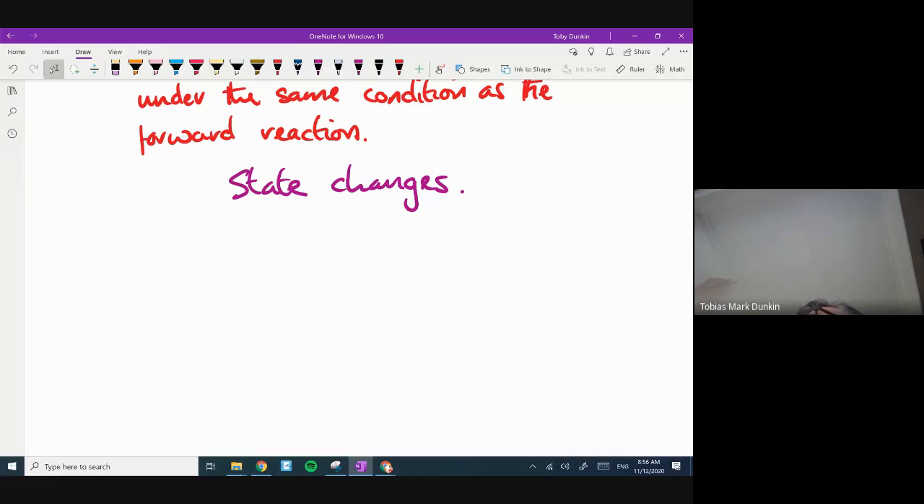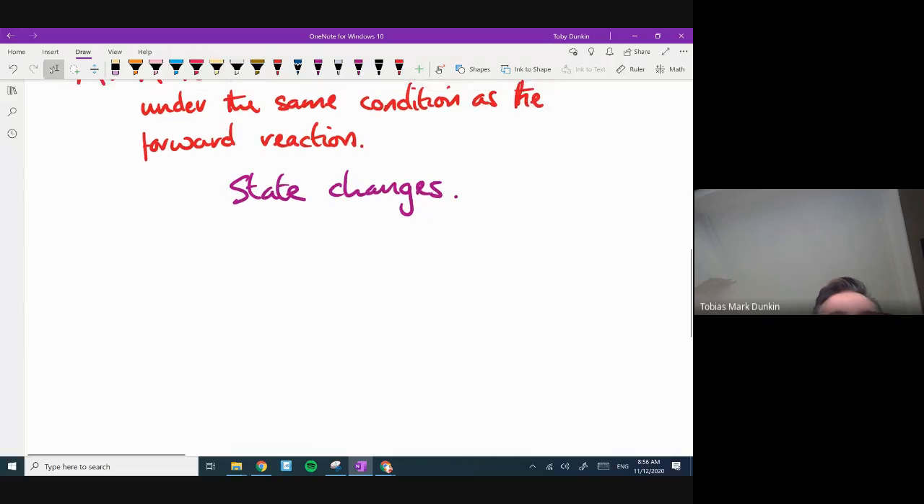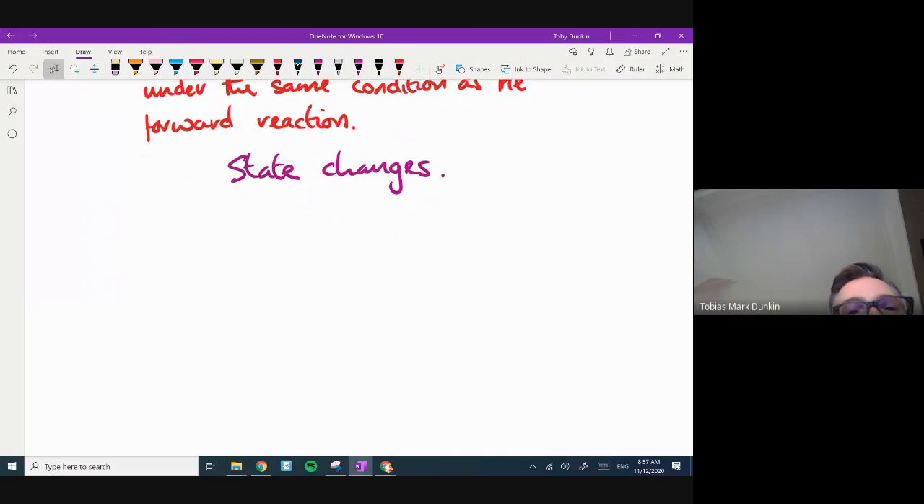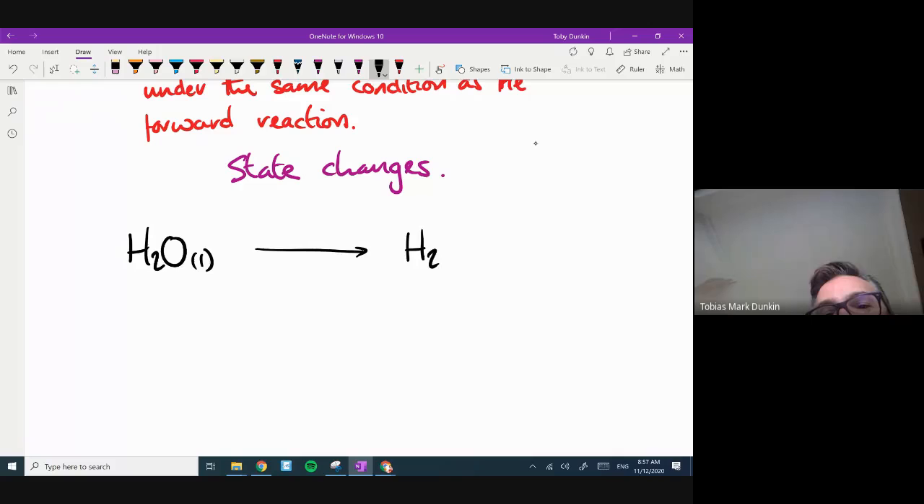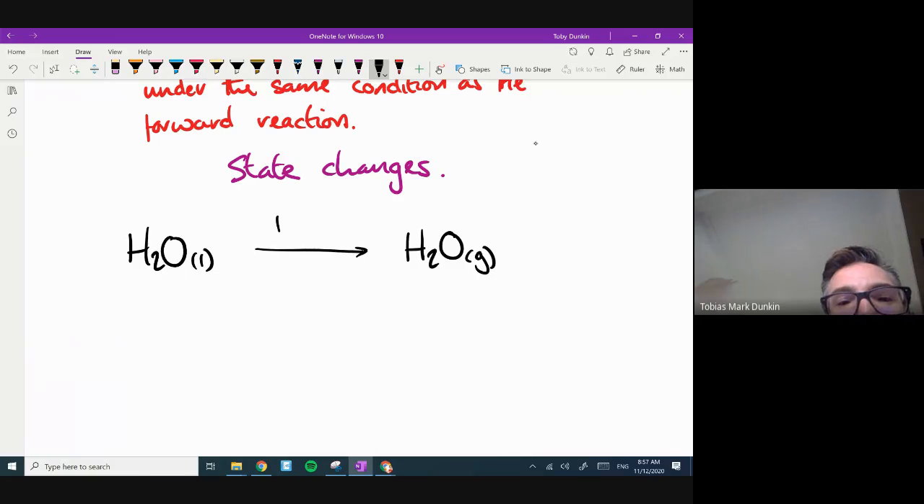I don't know everyone's pictures. Shan, are you the dog? Who's the dog? Yes. The brown dog. Yes. Shan, what is the boiling point of water? I'm going to take liquid water and I'm going to boil it. I'm going to turn it into gas. Well, what's the boiling point? 100 degrees. Perfect. The boiling point is 100 degrees Celsius.